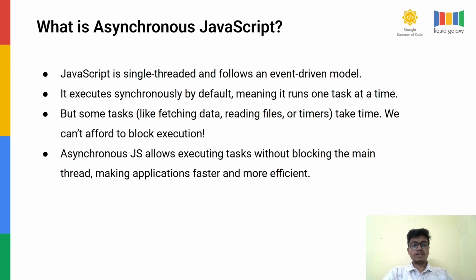So the very first question is, what is asynchronous JavaScript? As I have already discussed in my introduction, JavaScript is a single-threaded programming language and it executes synchronously by default, meaning every task waits for the previous task to finish. But some tasks like fetching data from APIs and reading files take some time, and we can't simply block the main thread of execution, right? So in order to overcome that, JavaScript provides an asynchronous nature, meaning it executes code in parallel without blocking the main thread, which makes our applications feel faster and more efficient.